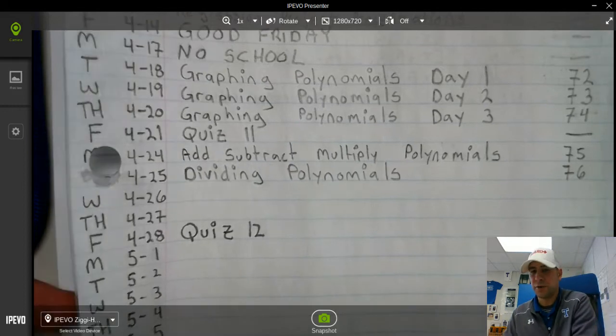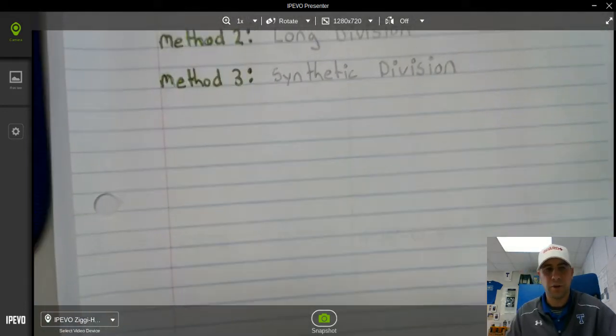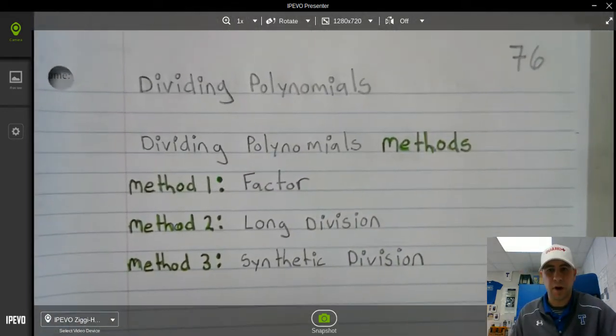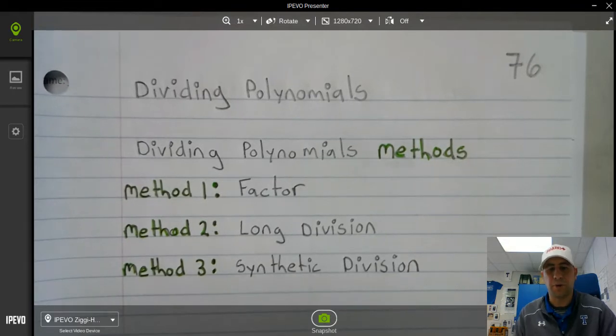All right, now your table of contents are updated. Let's take a look at our notes. I think these are going to be the shortest notes of the year, but I'm not sure. But really straightforward. So, dividing polynomial methods. There's three methods, okay? Method 1, you can factor. Method 2, long division. Method 3, you can do synthetic division. So if you would, pause the video and update your notes.